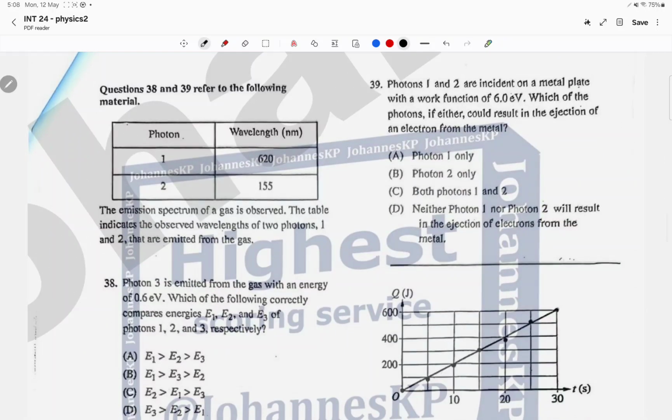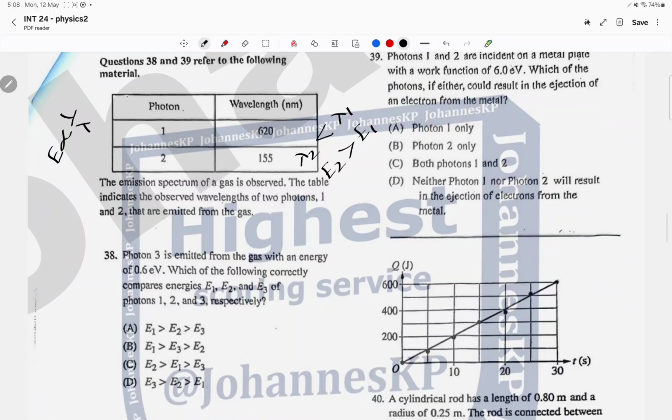38. Okay, energy and wavelength are inverse with each other, correct? Yeah. So less wavelength means more energy. So lambda 2 is less than lambda 1, so E2 is more than E1. So it's not A. It's just C, right? Yes. What do you think?